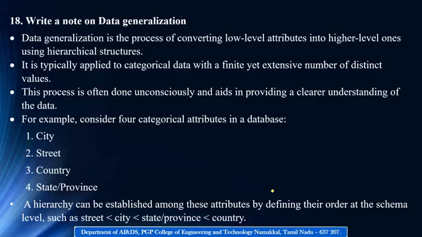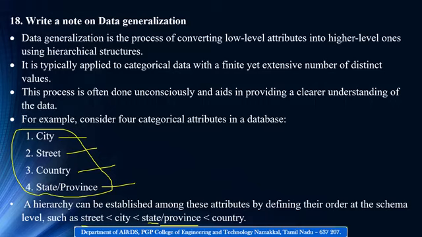The next question is data generalization. For example, you can see I have 4 attributes here. The first one is the city, the second one is the street, then country, and then state or provinces. Now, I'm going to arrange these fields in a hierarchy order, in the correct order. For example, the street should come first, then city, then state or provinces, and finally the country. So all the 4 attributes, the 4 fields, I'm arranging in a particular order.